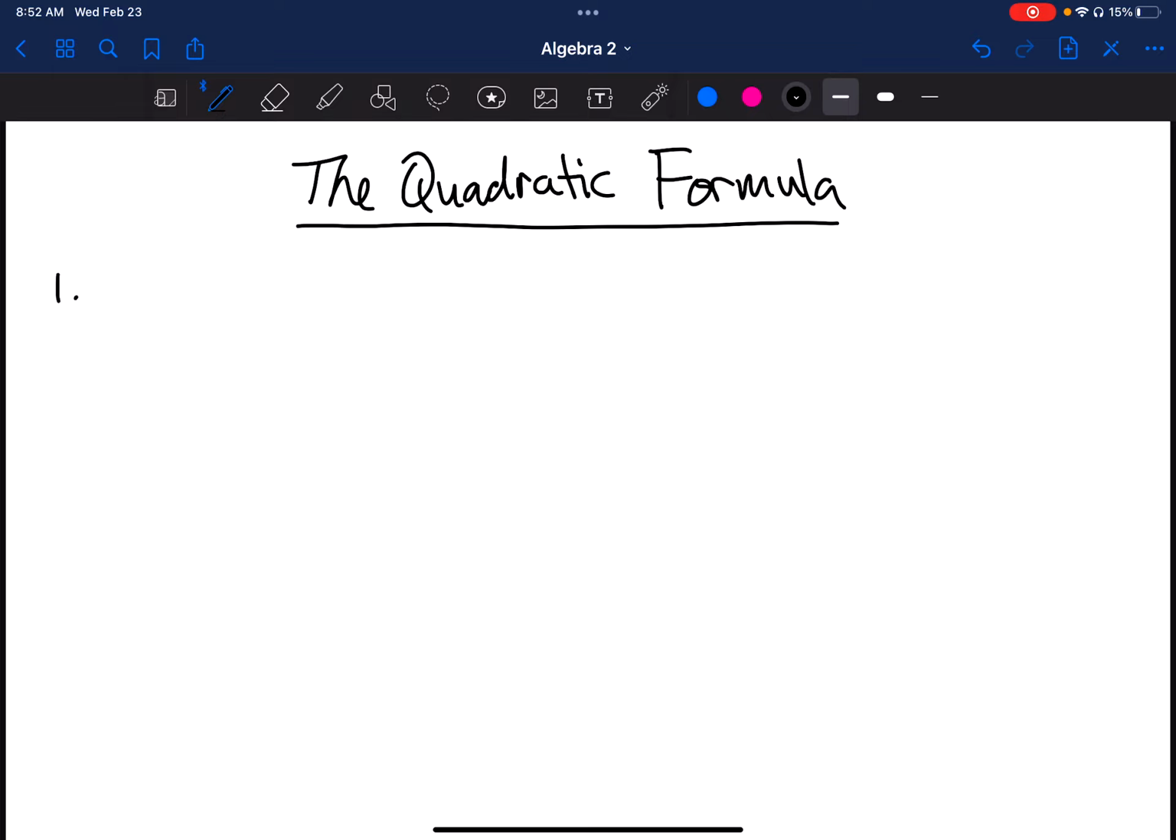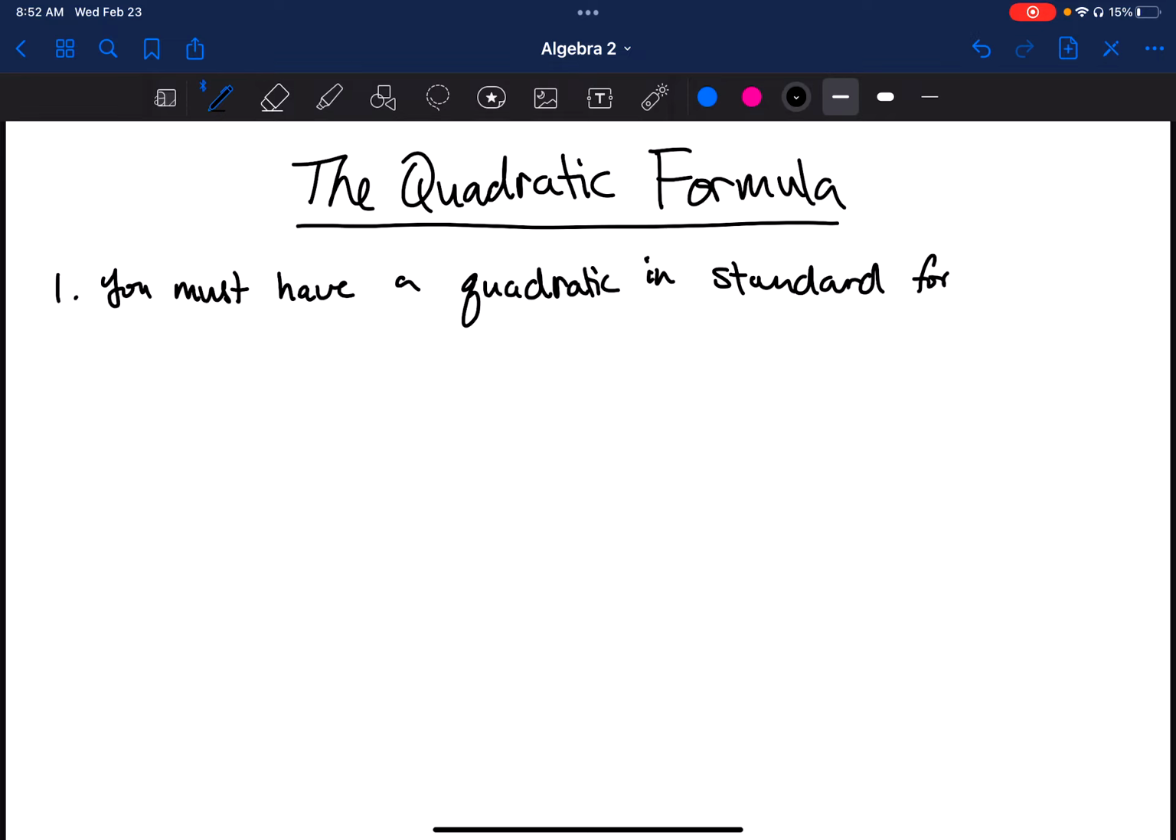So, some things that you need. First things first, you must have a quadratic in standard form. So that means that you have to have something like y equals ax squared plus bx plus c. Now keep in mind, the a, b, and c values, well really, the b and c values can both be 0. So b or c can equal 0.